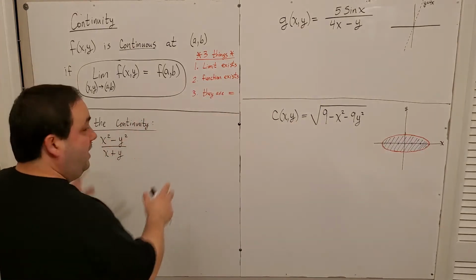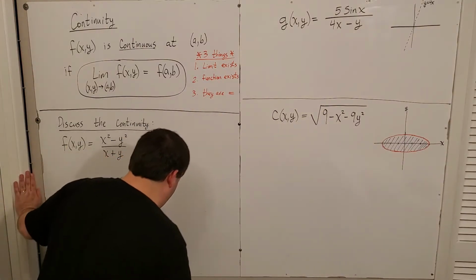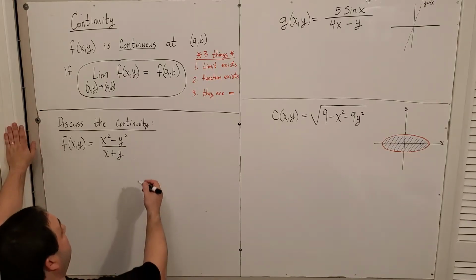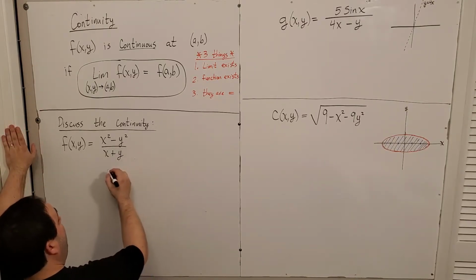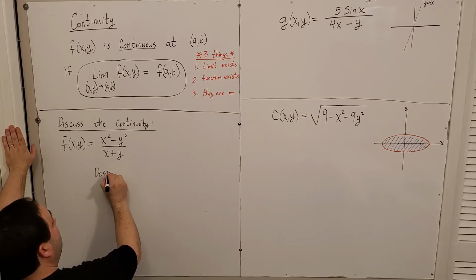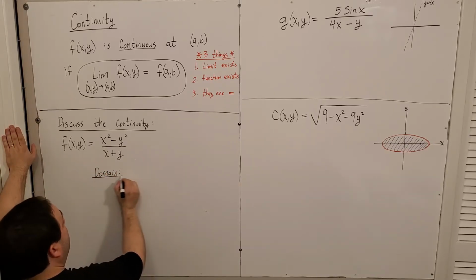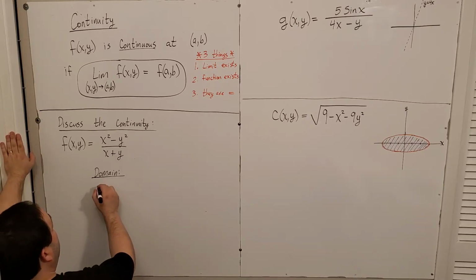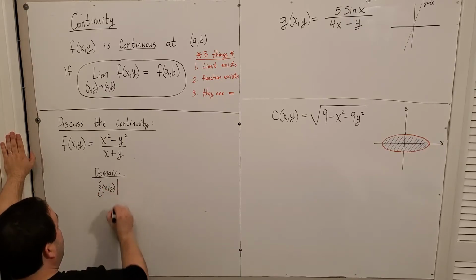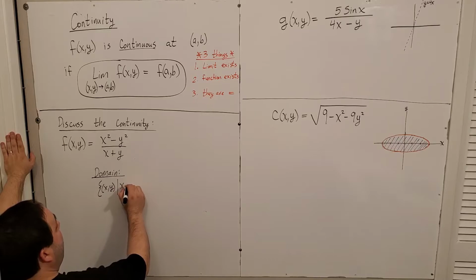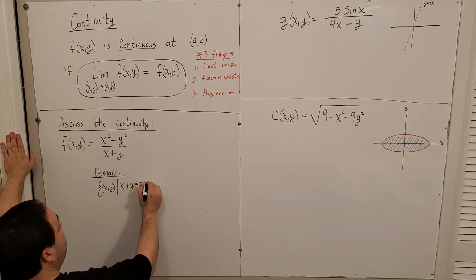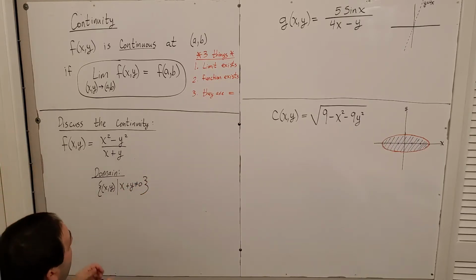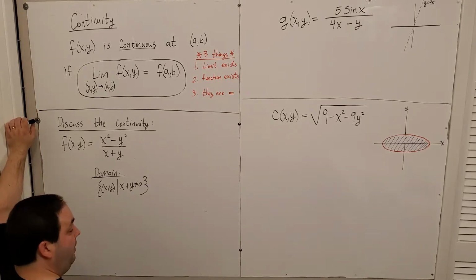So whenever you're discussing continuity, your first step should be, let's talk about the domain, right? So the domain of our function here is the set of all points such that x plus y doesn't equal 0. Okay. Now, of course, there's other versions of this guy right here that you can talk about, right?